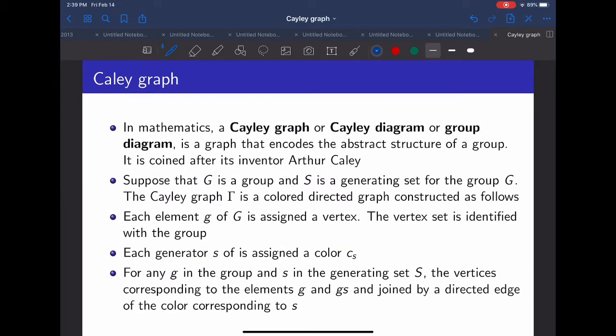And then for any element g in the group and any element s in the set generating the group, the vertices corresponding to the elements g and gs are joined by a directed edge of the color corresponding to s, which is an element of the generating set.